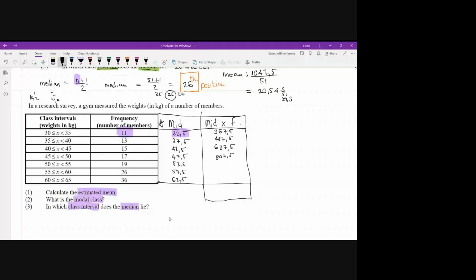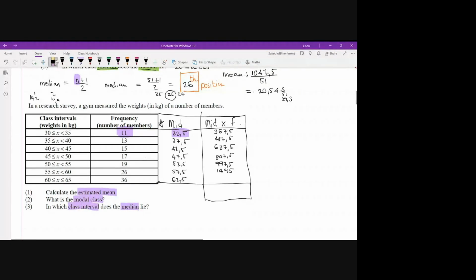Okay. Let's keep going down the line. 19. Yeah, guys, honestly, I think it's time to call it a day. I'm so tired. The next one is 997.5. Everybody in agreement? This one is 997.5, and then we're going to get 57.5 times 26, which is 1495, and the last one is 62.5 times 36, which gives us 2250.